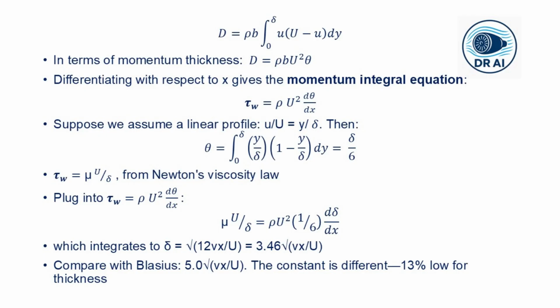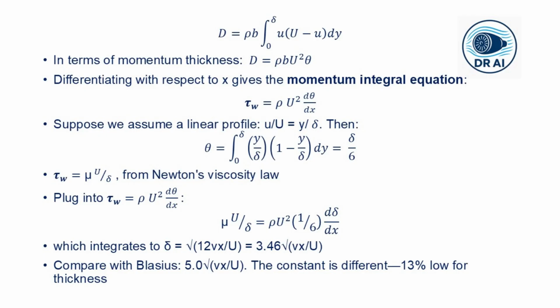So here is the brilliant part: even if we don't know the exact velocity profile, we can assume a reasonable shape and get surprisingly accurate results. So suppose we assume a linear profile, small u over capital U equals small y over delta, then we can get the momentum thickness and the wall shear stress from Newton's law of viscosity, and plugging it into the basic relationship tau w equals rho U squared d theta by dx, we can get the final relationship, and compare it with Blasius, which states 5 times the square root of nu x over U.